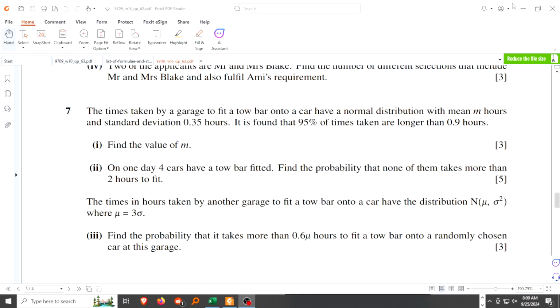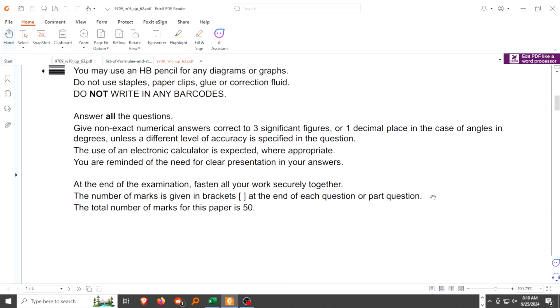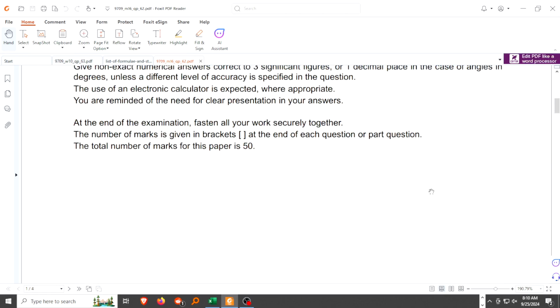Well, the question today is on Probability and Statistics 1, that is Cambridge International Examinations, Advanced Subsidiary and Advanced Level. The paper's code is 9709, as you can see, and it was taken in February-March of 2016.